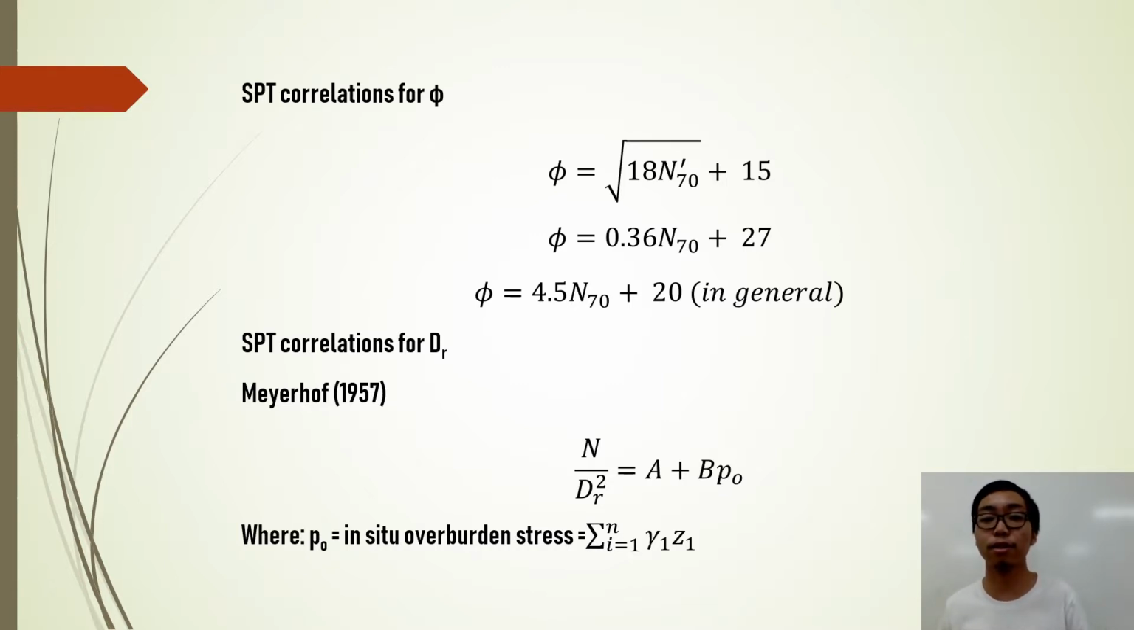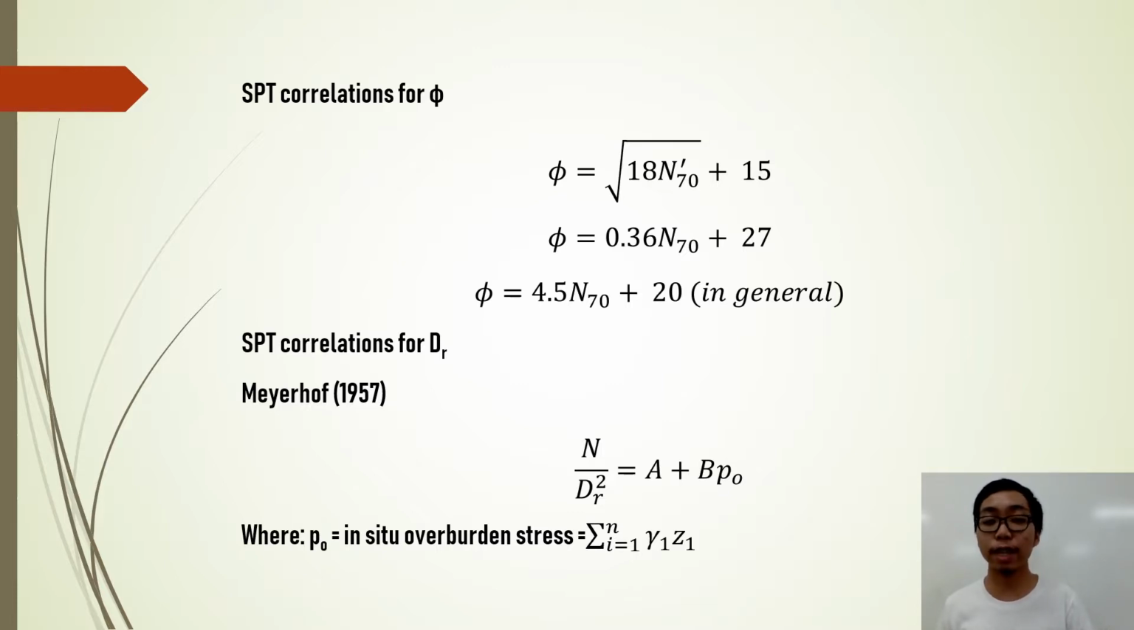The second one is equal to 0.36 times N70 plus 27. And the third one is 4.5 times N70 plus 20. The third one is commonly used in general, while the first is commonly used for roads and bridges, and the second one is used for buildings. Now, the second variable to be talked about is the relative density.